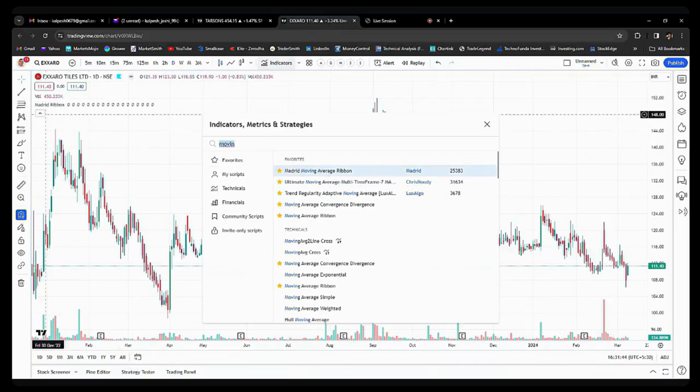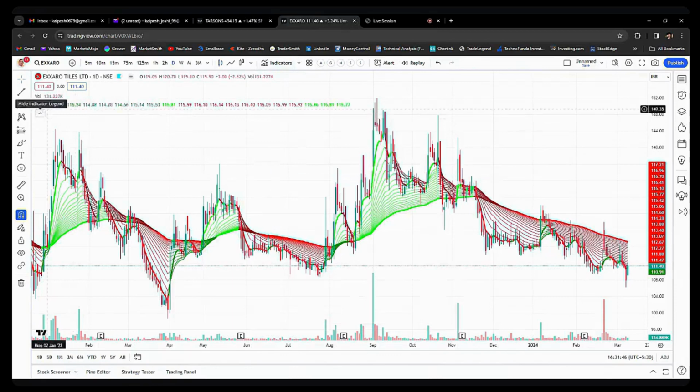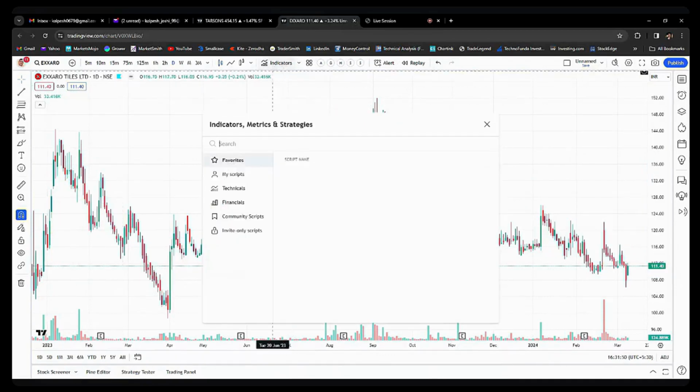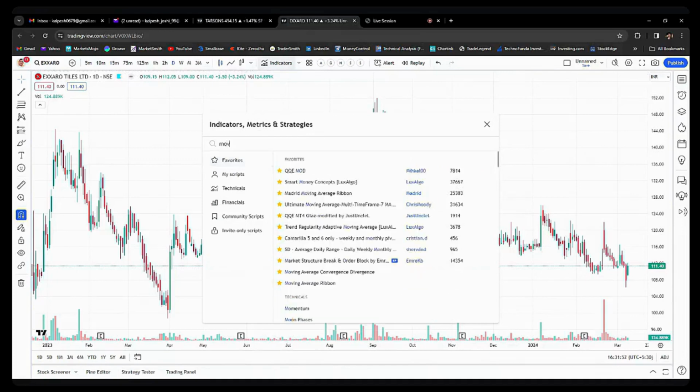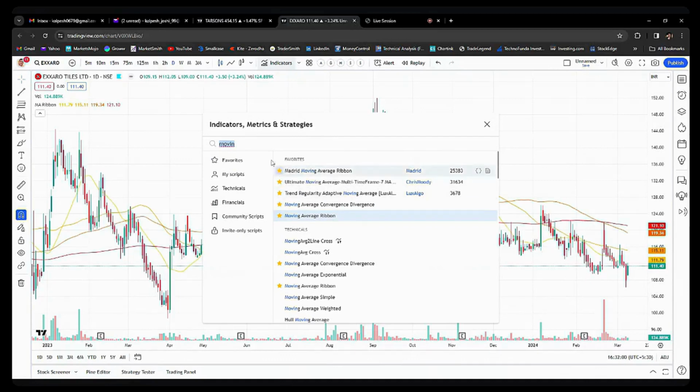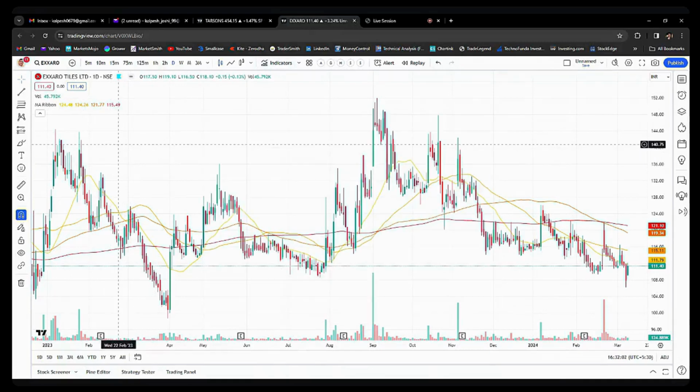So this indicator we have plotted. No, not this one. This is the moving average ribbon. Here these four are plotted. We will make some changes just to have good visibility of this.